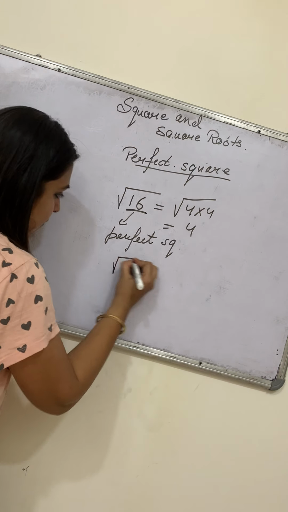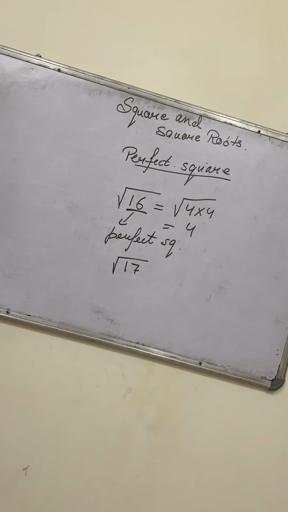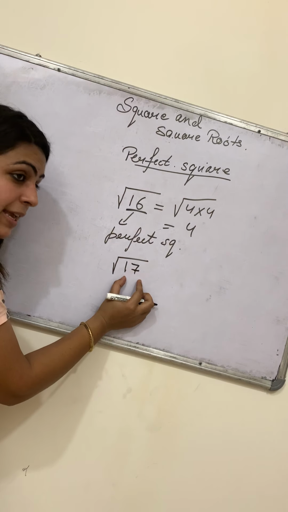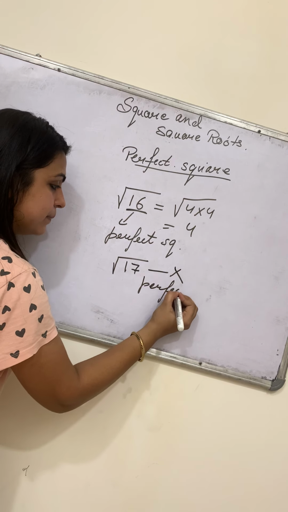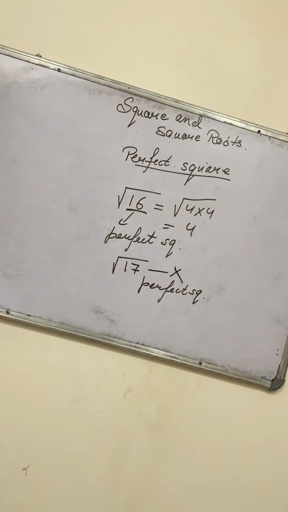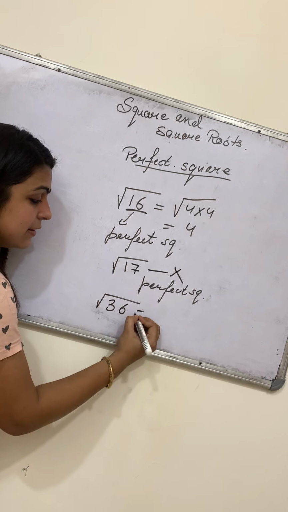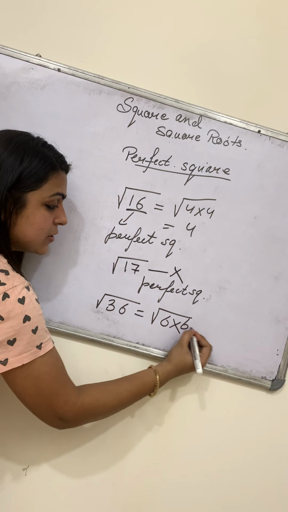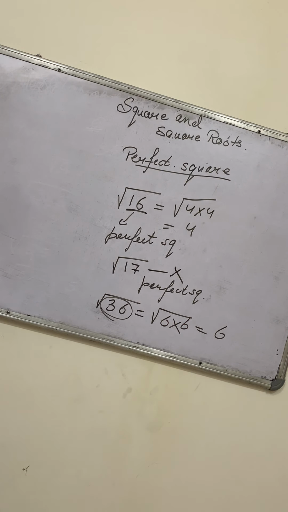Understand it this way. Suppose I'm writing here 17. Can 17 be broken into any such number like this? 4 into 4, 5 into 5, any such number like this? No. We can't find any answer for this because we can't break it like this. That means this is not a perfect square. Okay? Say we take 36. 36 is 6 into 6. So your answer will be 6. That means 36 is a perfect square.